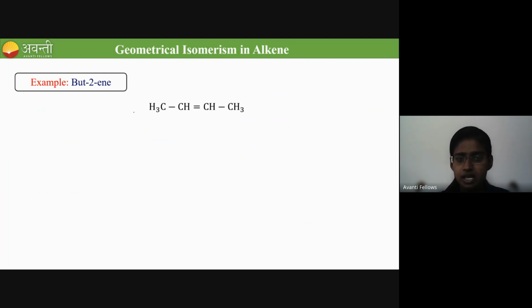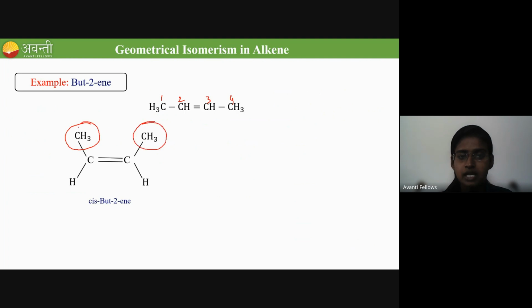CH3, CH, double bond, CH, single bond, CH3. So 1, 2, 3, and 4. The double bond is between carbon number 2 and carbon number 3. So this is but-2-ene. Now, this is called cis-butene. Why is it called cis-butene? Because the two alkyl groups are attached on the same side of this double bond. That's why it is called cis-alkene.